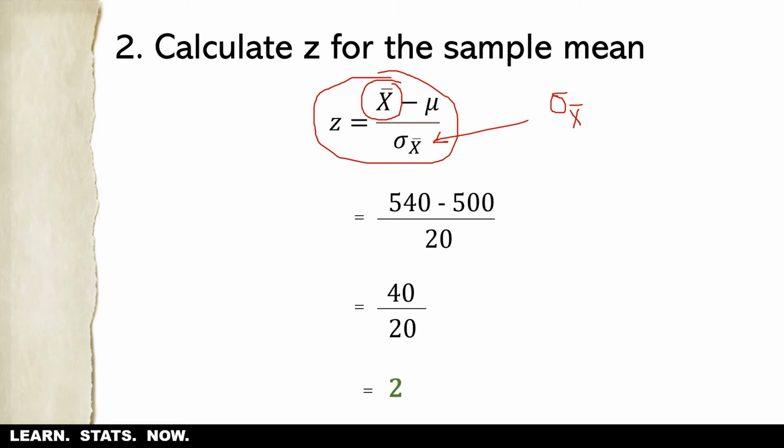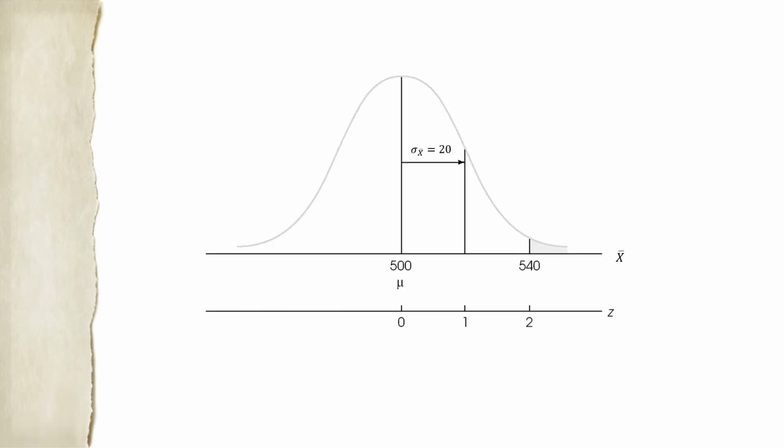Now let's go into the normal distribution, or the sampling distribution, which is normally distributed, and locate where 2 standard errors is above the mean, right? Well, it's right here, right? Because each standard error was 20. We calculated the z, which was 2, and that then, of course, is going to correspond to the mean for our sample, which was 540.